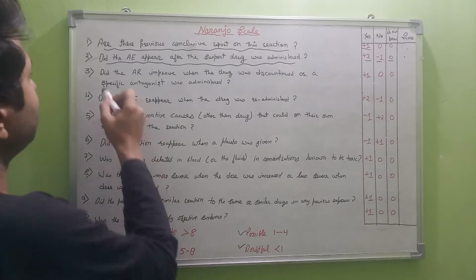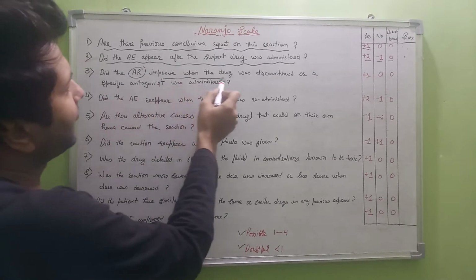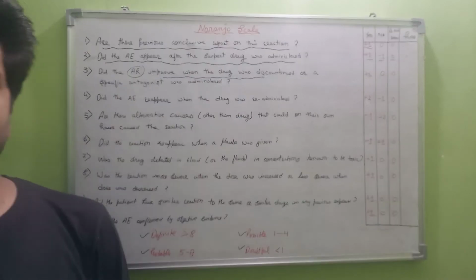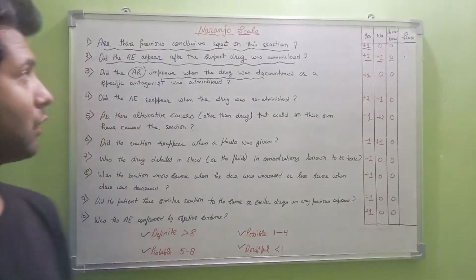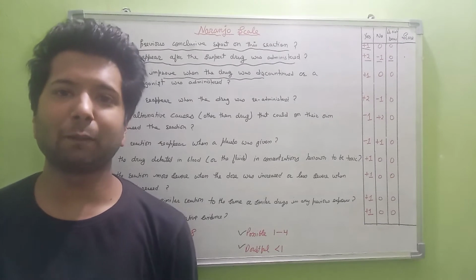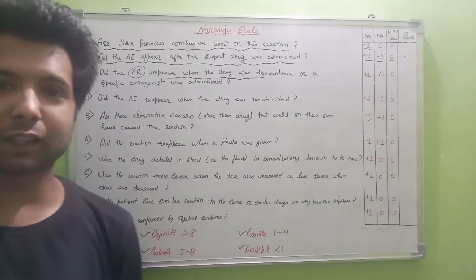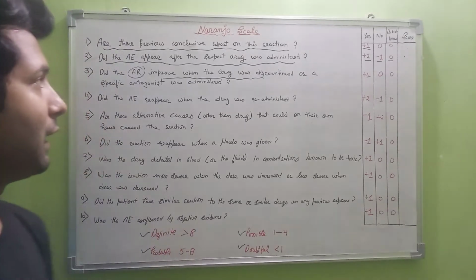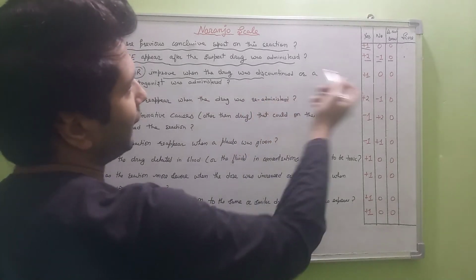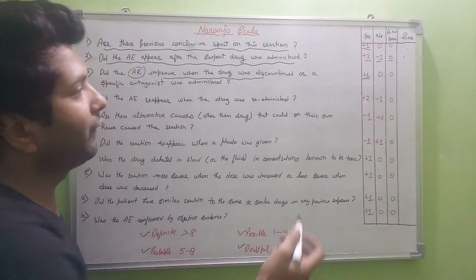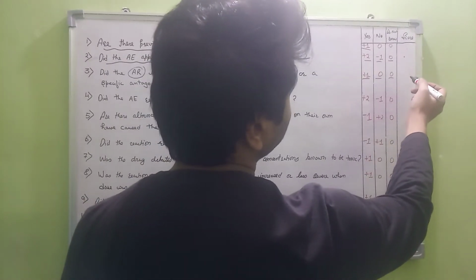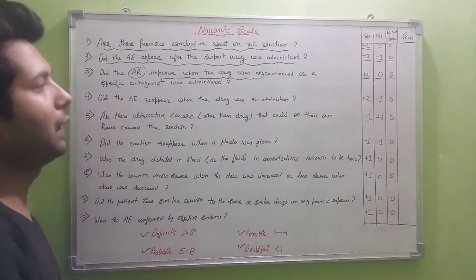Next is, did the adverse reaction improve when the drug was discontinued or a specific antagonist was administered? It means that when the patient is on paracetamol therapy, the patient develops the skin rash. Now we discontinue the drug and the adverse event also disappears. So if it is yes, then we will capture +1 here. If it is no, we will capture 0, and if we don't know, we will capture 0 and we will put the total score here.